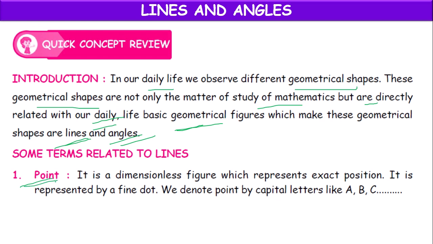So first, what is a point? A point is a dimensionless figure. It doesn't have any dimensions like length, breadth, or height. It is just a dot which represents an exact position. It is represented by a fine dot. We denote points by capital letters A, B, C, and so on.